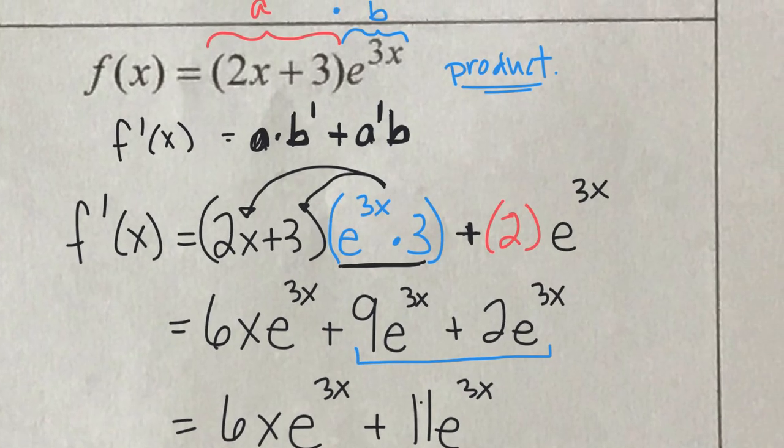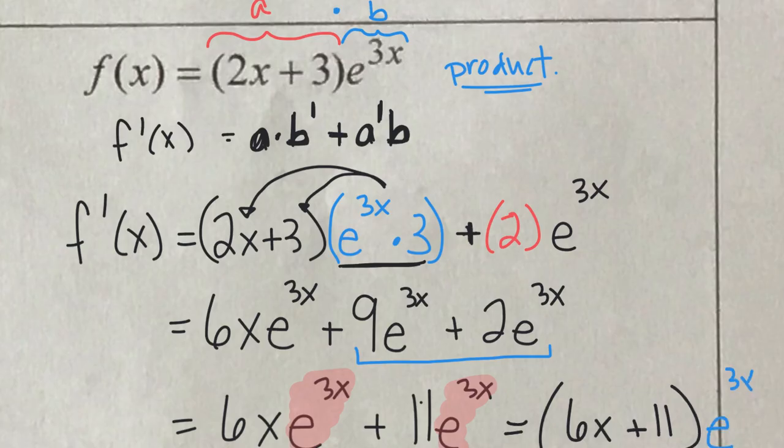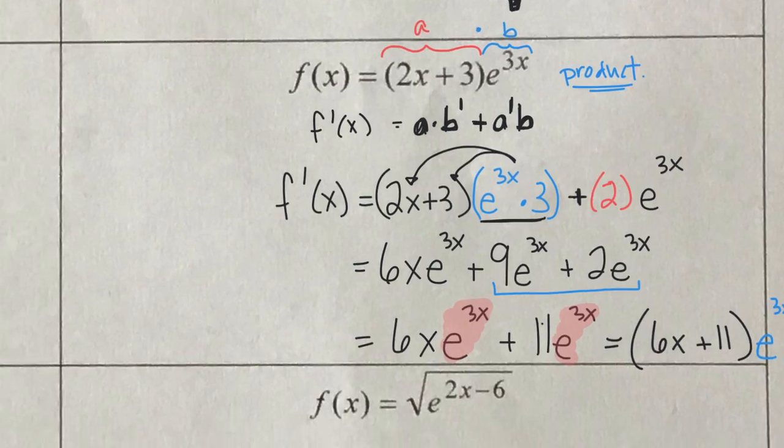Now, you might see one other thing done, and that's the fact that both of these have an e to the 3x in common. So you might see it factored out. So you should or could see this represented as 6x plus 11 times e to the 3x, right? That might be how you see it as opposed to the sum of two different things. Okay, there's a couple more here.